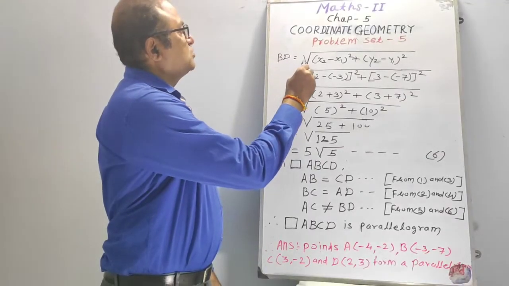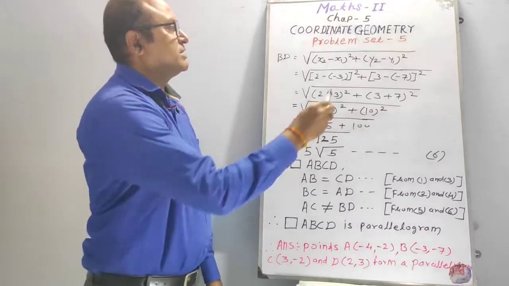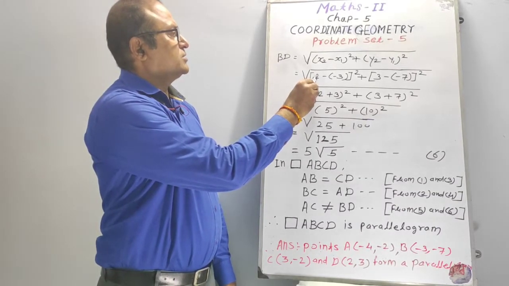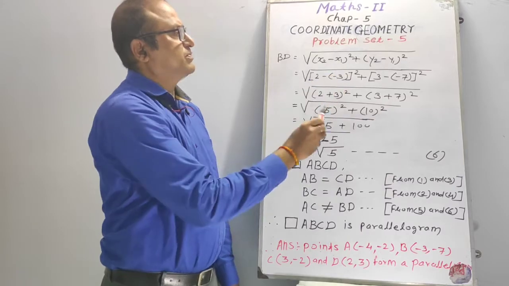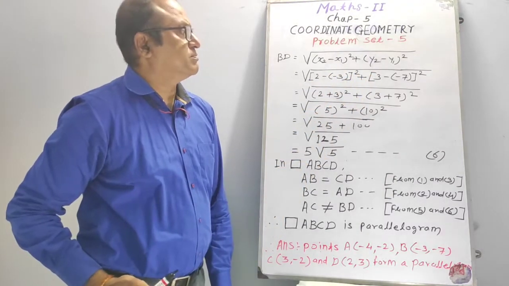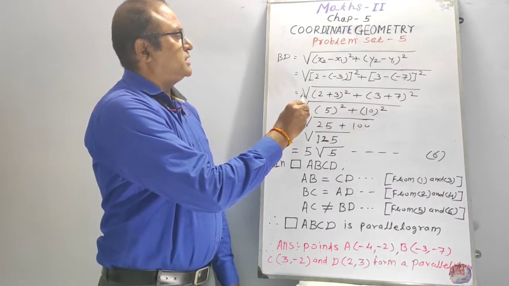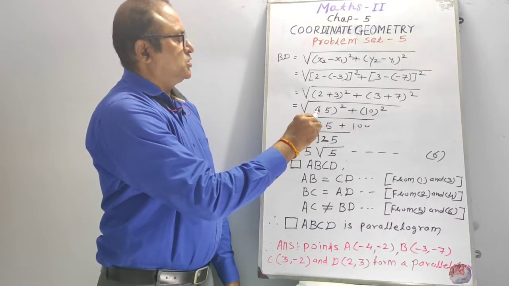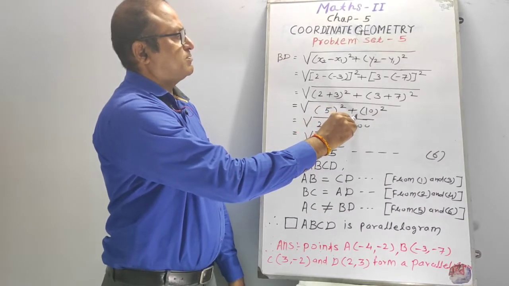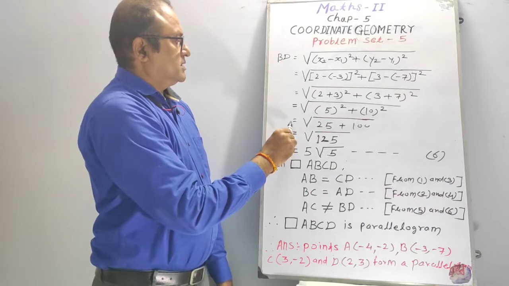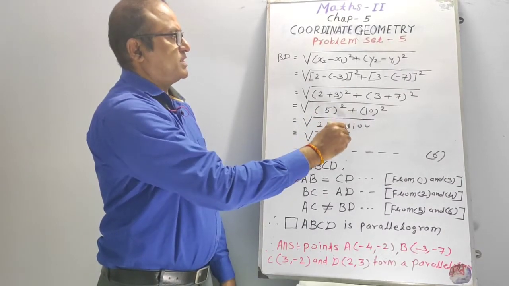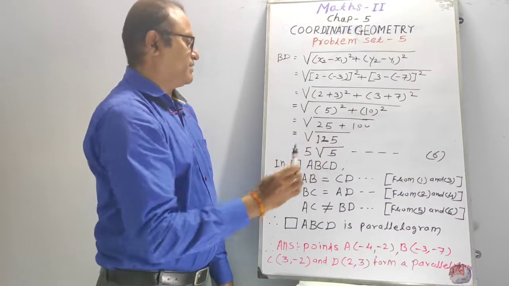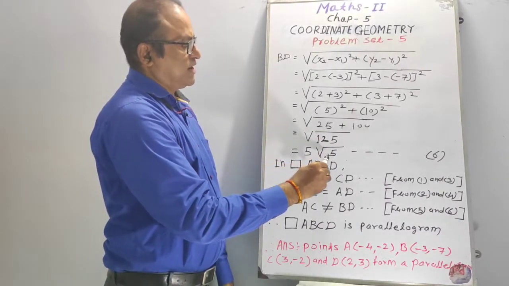Equation 5. BD is equal to under root (x2 minus x1) square plus (y2 minus y1) square, is equal to under root (2 minus (-3)) square plus (3 minus (-7)) square, is equal to under root (2 + 3) square plus (3 + 7) square, is equal to under root 5 square plus 10 square, is equal to under root 25 plus 100, is equal to 125. Therefore BD is equal to 5 root 5.